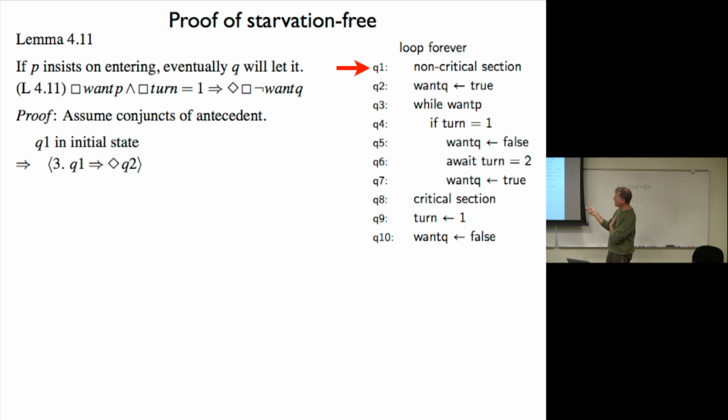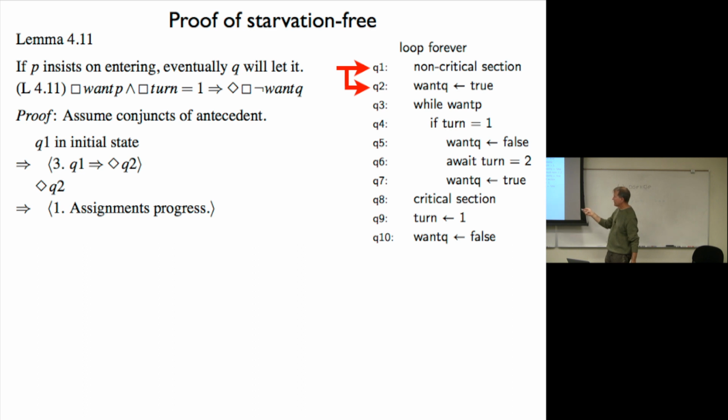Because on the left-hand side we have want P and turn equals 1. On the right-hand side we have want Q. So this is the listing for Q. And so let's suppose that Q1 is in the initial state, right? Now by our assumption 3, Q1 implies eventually Q2. What do we know? That we will get to Q2. Is everybody with me on that?